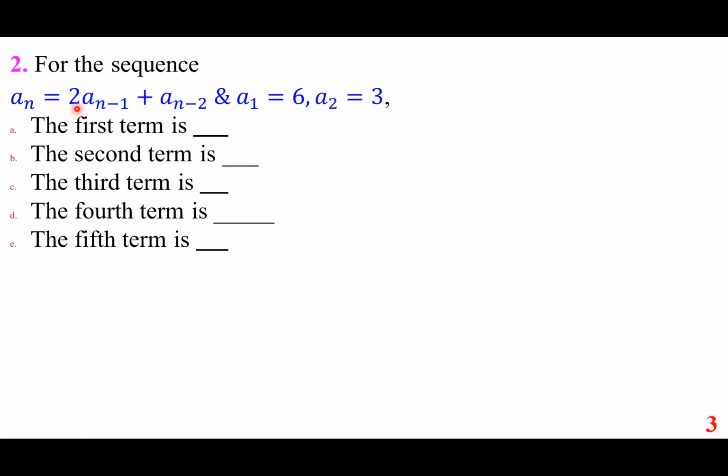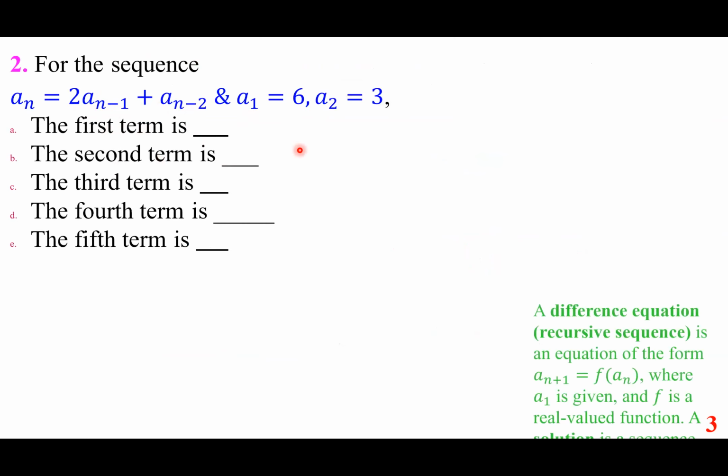Here's the sequence. A sub n equals 2 A sub n minus 1 plus A sub n minus 2, where A sub 1 is 6, A sub 2 is 3. We want the first term, obviously is 6, the second term, obviously is 3, but let's go over something.